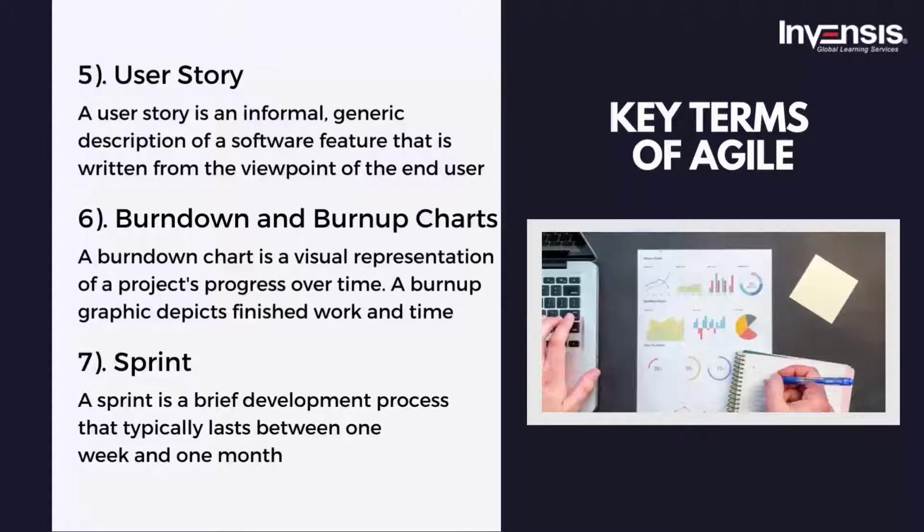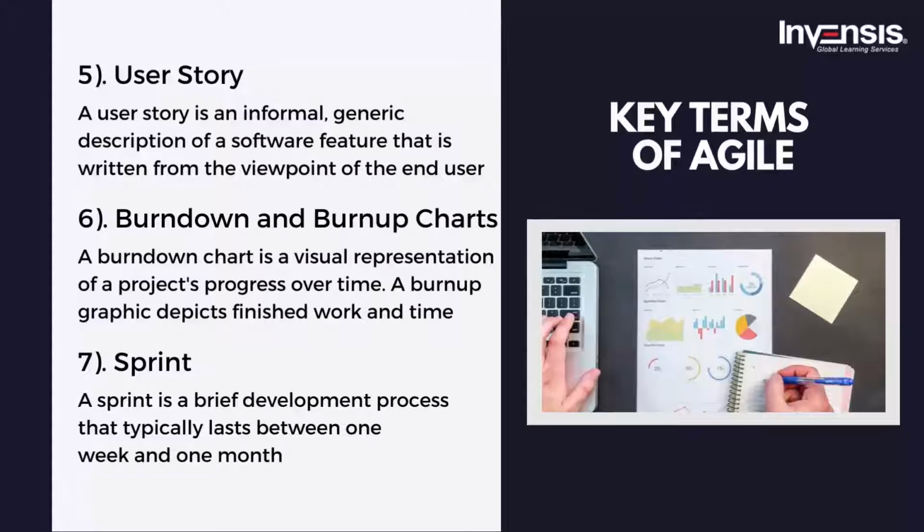Sixth, Burn Down and Burn Up charts. A burn down chart is a visual representation of a project's progress over time. The vertical axis is made up of the backlog while the horizontal axis represents time. A burn up graphic depicts finished work. The vertical axis shows the amount done over the horizontal axis, time. These charts are vital for motivating the team as they work, as well as for providing a realistic timeline for the project's completion and the scale of the project.